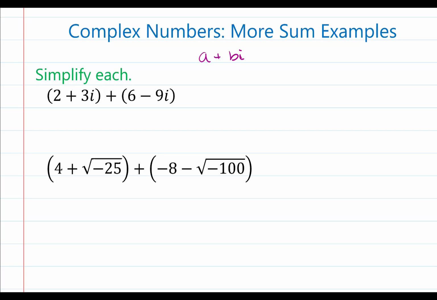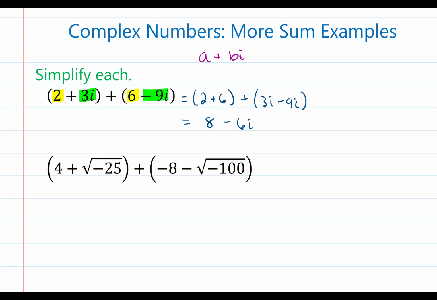So in the first example, we see that the real parts are 2 and 6. And so we want to add those two parts together, so 2 plus 6. Then we identify the imaginary parts, which are 3i and negative 9i. And so we want to add the imaginary parts together, so that would be 3i plus a negative 9i, which I'm going to write as minus 9i. And then we combine them, so 2 plus 6 is equal to 8, and 3i minus 9i is equal to negative, or minus, 6i.